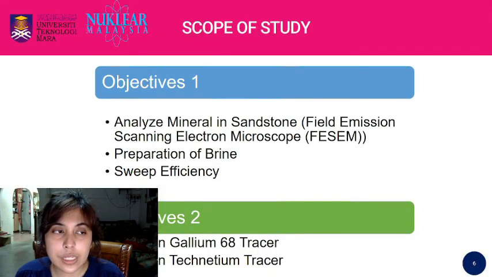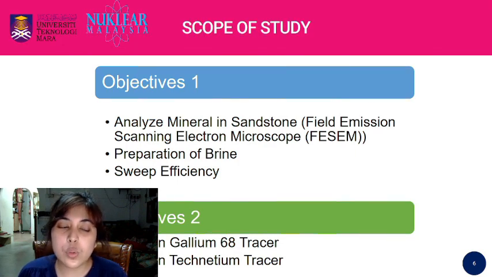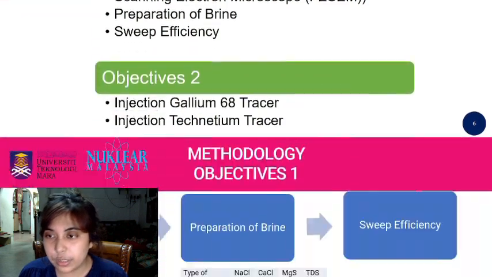For the scope of study for objective one, we are using FESEM to analyze the minerals in sandstone, scanned by field emission scanning electron microscope. Then we have the preparation of brine and sweep efficiency for the injection. For objective 2, we are using gallium 68 tracer and injection of technetium tracer.